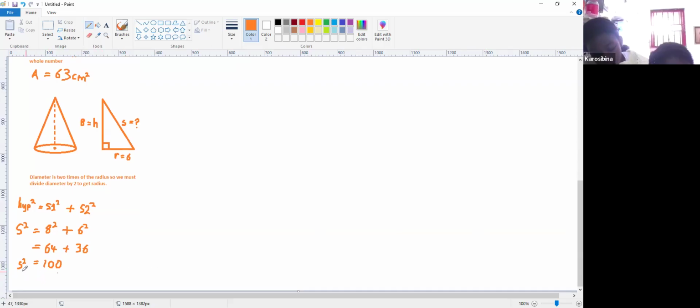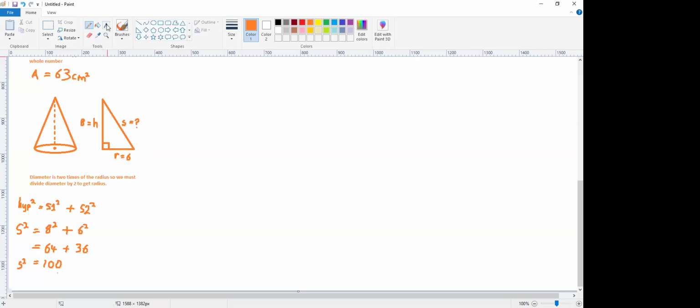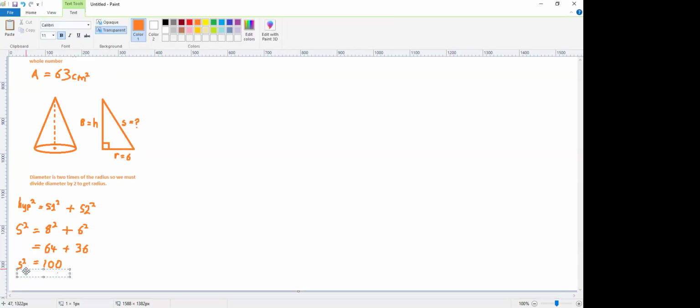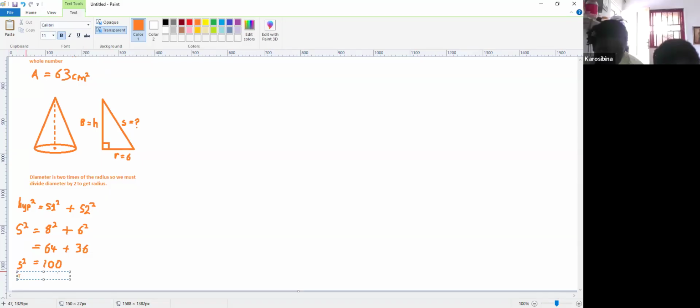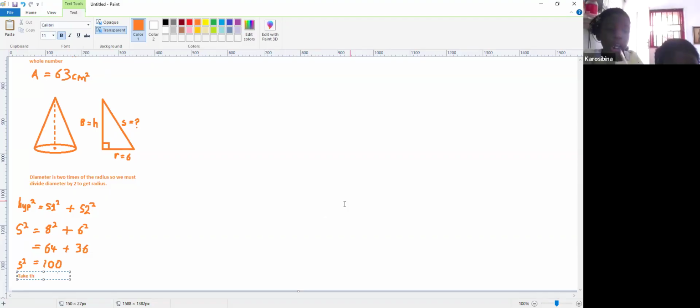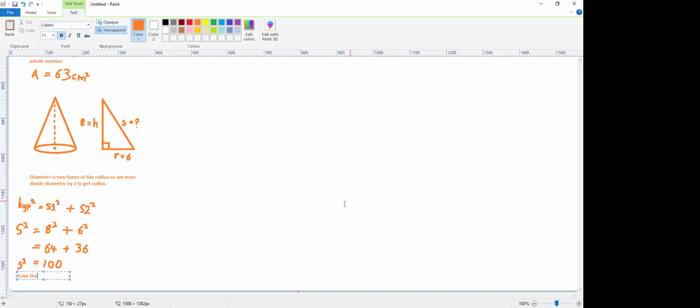Look at what is in front of you very well. It's saying S squared, something squared is equal to 100. What should I now do to find S? It's not addition we're doing. There's no addition. So tell me what we're doing.